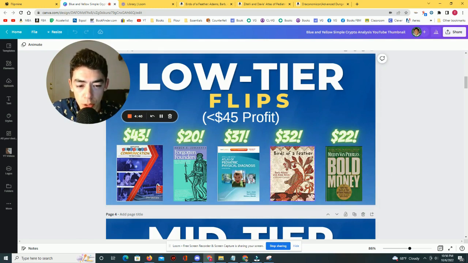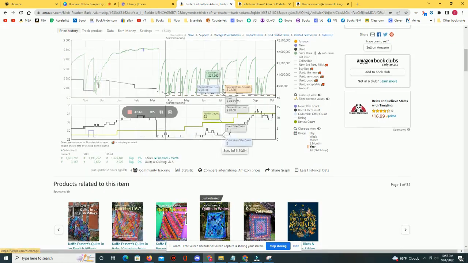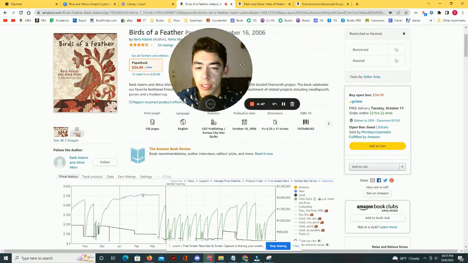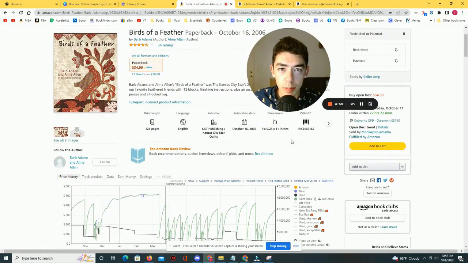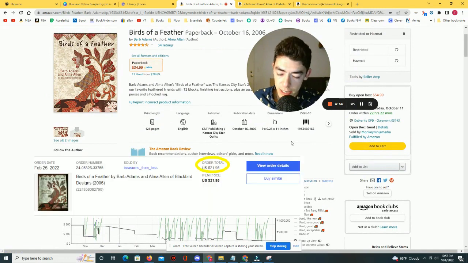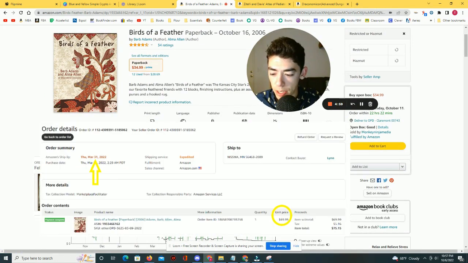So let's go and look at Birds of a Feather, and let's look at Atlas of Pediatric Physical Diagnosis. So here is this Birds of a Feather book, and I'll go ahead and put these screenshots up on the board or up here on the screen. But I bought this on February 26th on eBay for $21.95, and I flipped it right back on Amazon. I sold it on March 31st for $69.99.